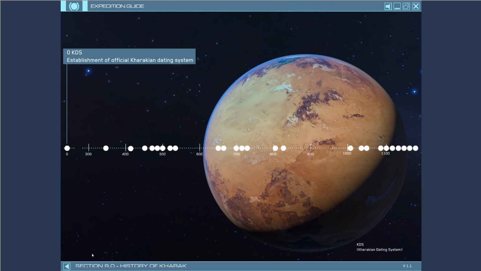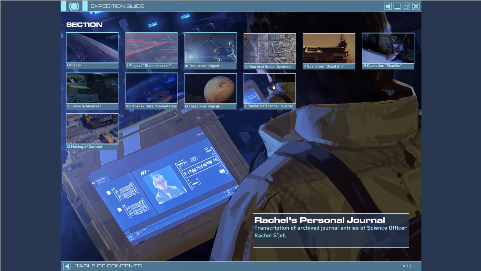So this was essentially a timeline, and I'm going to come back to this in just a minute after we go to Rachel's personal journal, a transcription of archived journal entries, First Science Officer Rachel Sajet. So, excerpt from the Sajet archives.